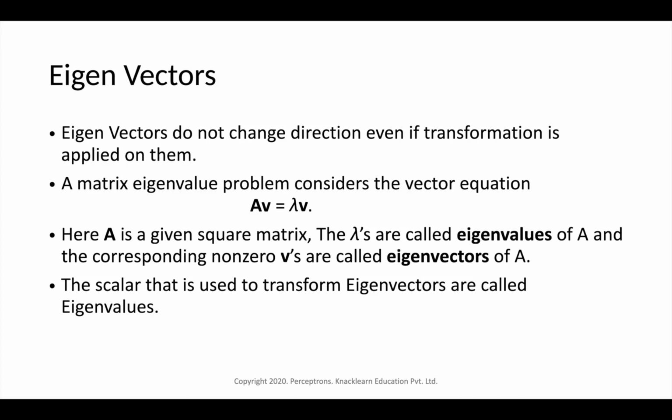The scalar that is used to transform an eigenvector is called the eigenvalue. Within this equation, AV equals lambda V, lambda is called the eigenvalue, and V is the eigenvector. Eigenvectors are those vectors that do not change direction even if a transformation is applied to them. This is a very important concept in linear algebra.